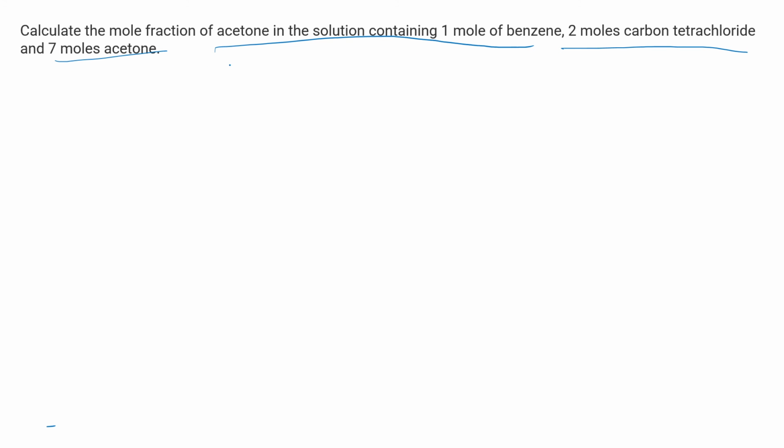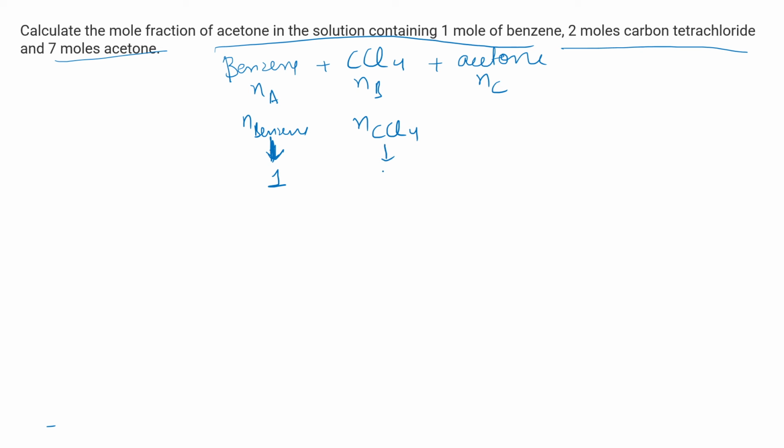Here we have a three component solution. One is benzene, the other one is carbon tetrachloride, CCl4, and the other one is acetone. They have provided the number of moles of benzene, carbon tetrachloride, and acetone. The number of moles of benzene is 1. The number of carbon tetrachloride moles is 2. The number of acetone moles is 7.